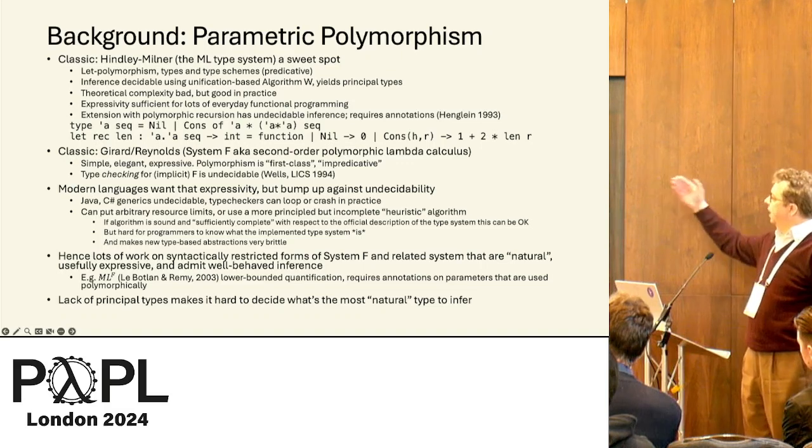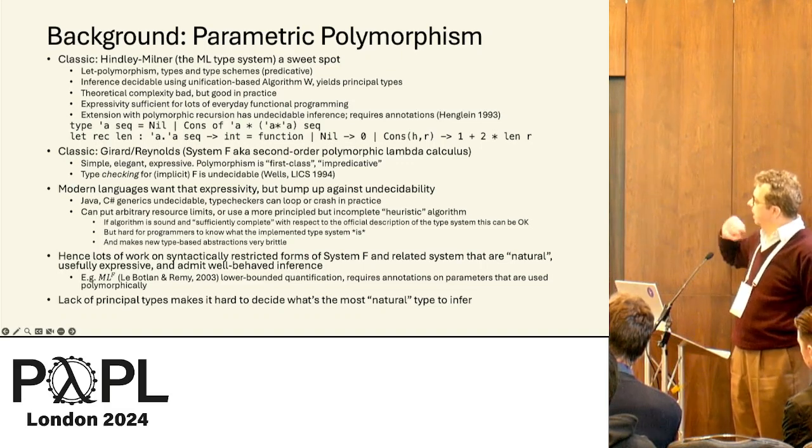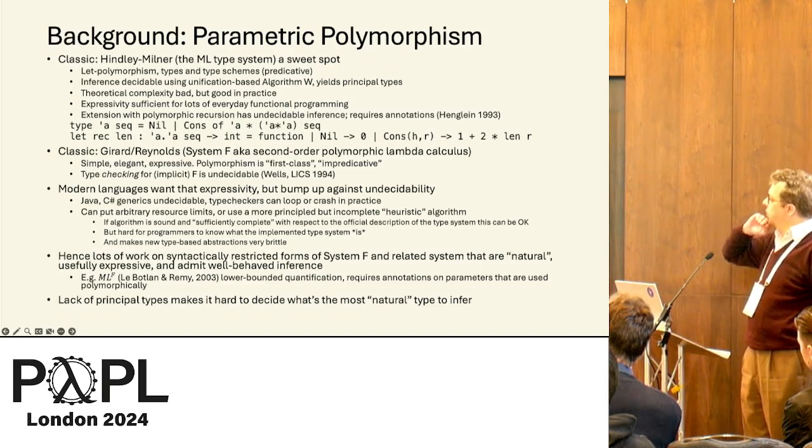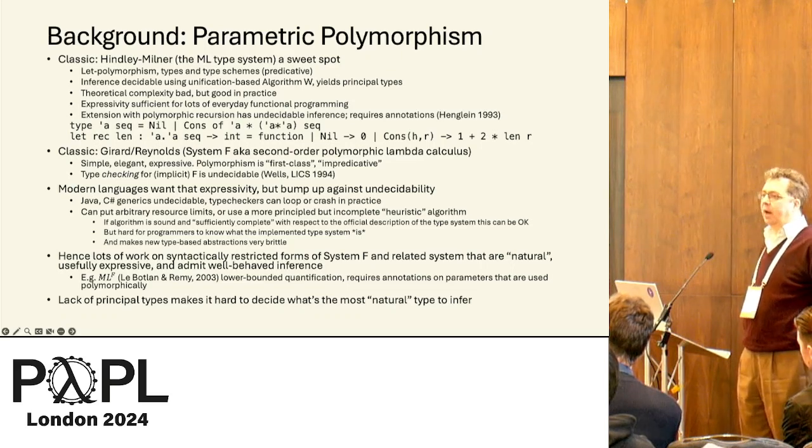There are some natural extensions, but as soon as you go beyond this, for example, the extension with polymorphic recursion has undecidable inference.